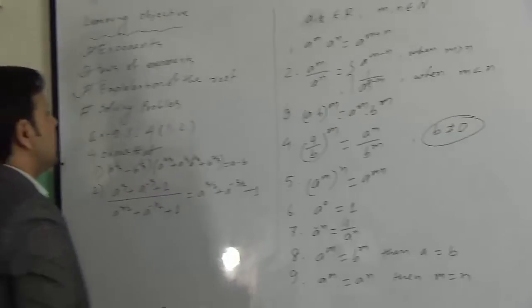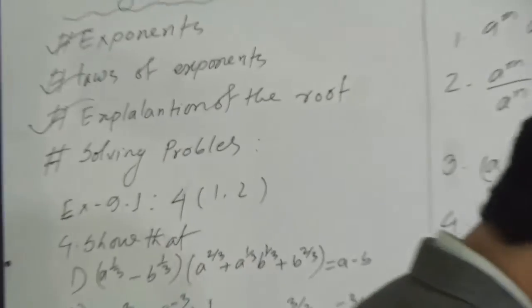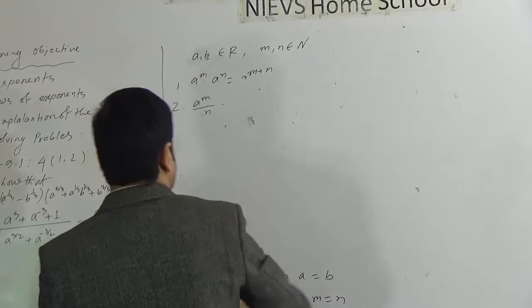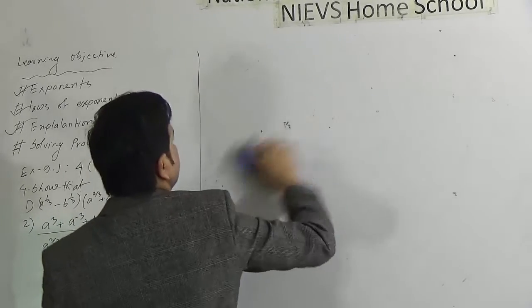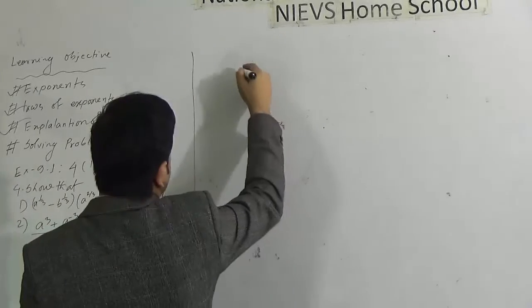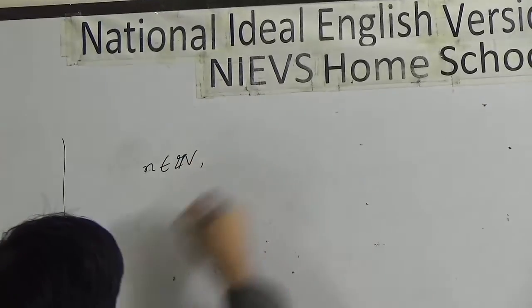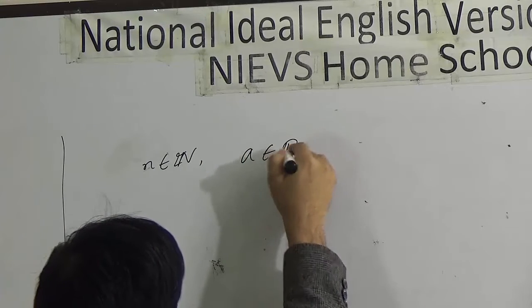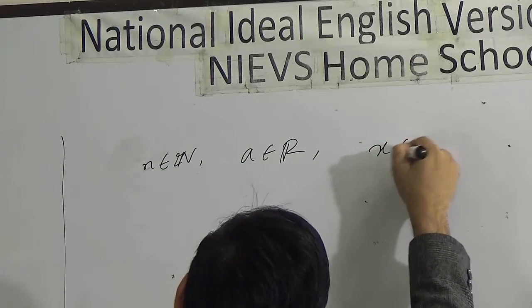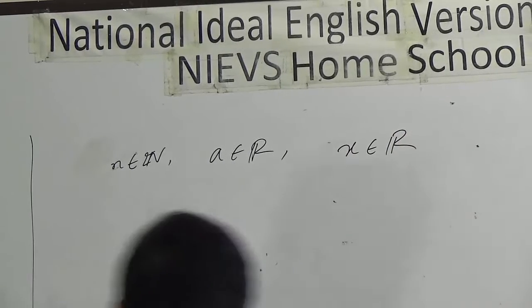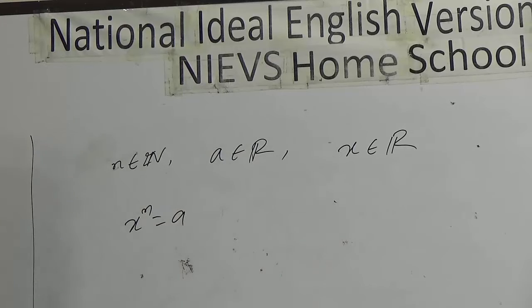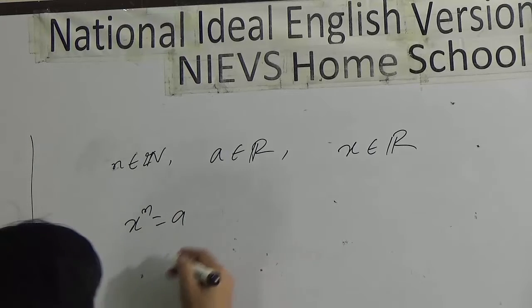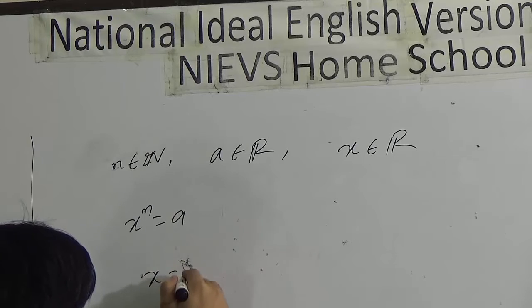Next topic is explanation of the root. Dear students, here if you consider a is a real number and x is another real number and n is a natural number, that is n belongs to N, then we can express x to the power n equal to a.